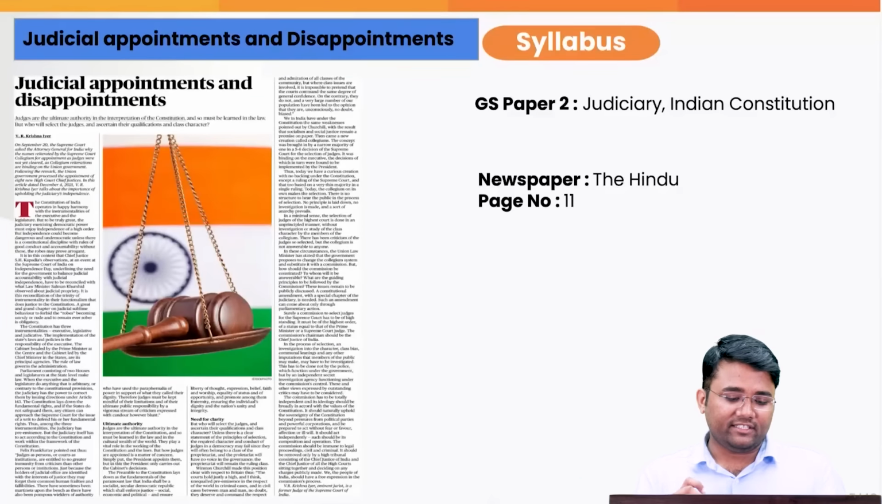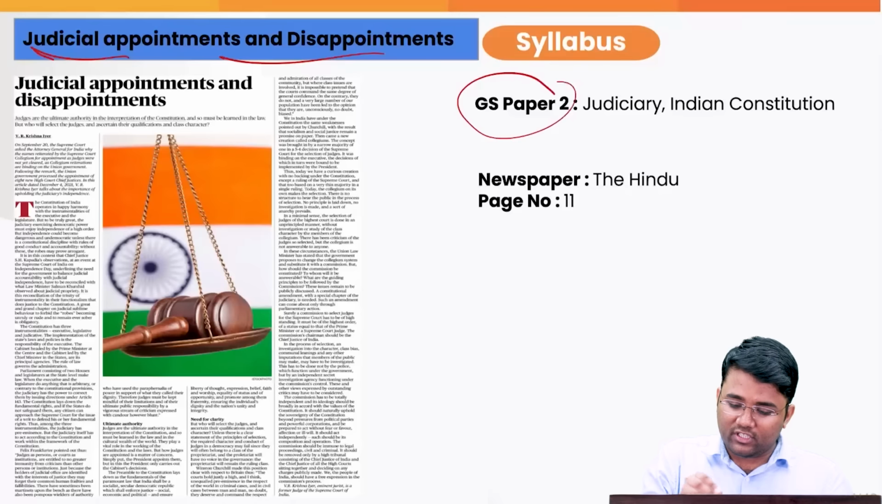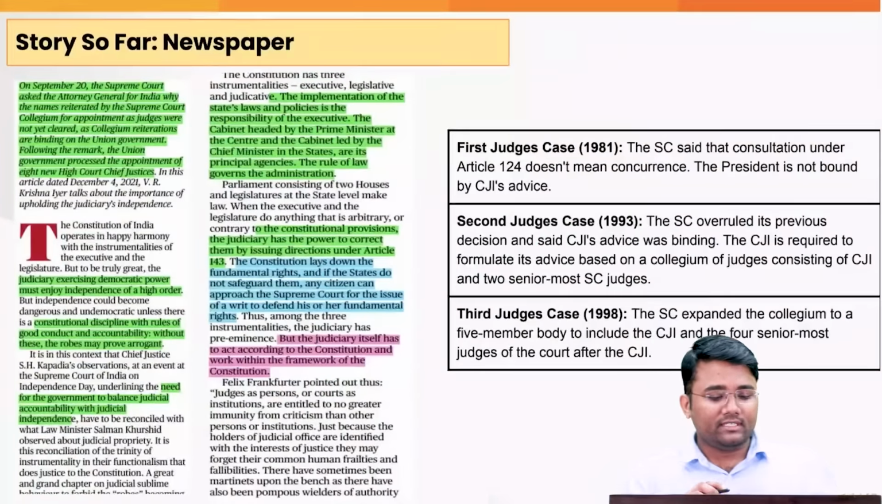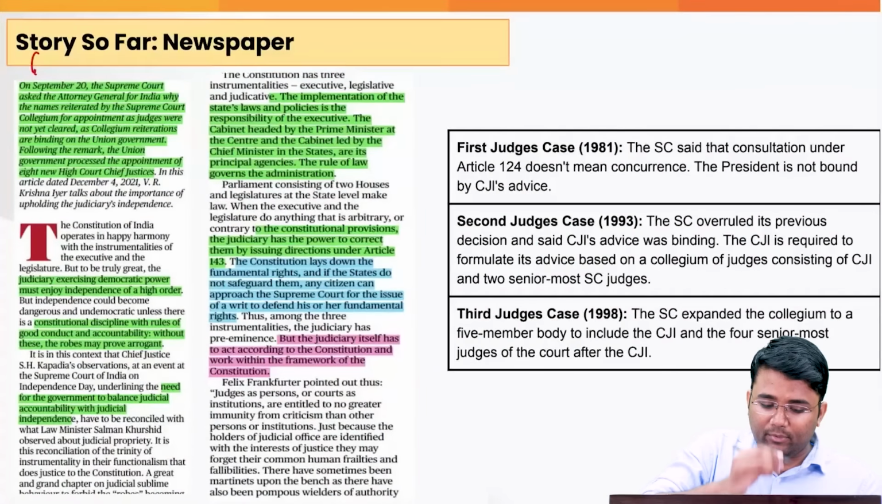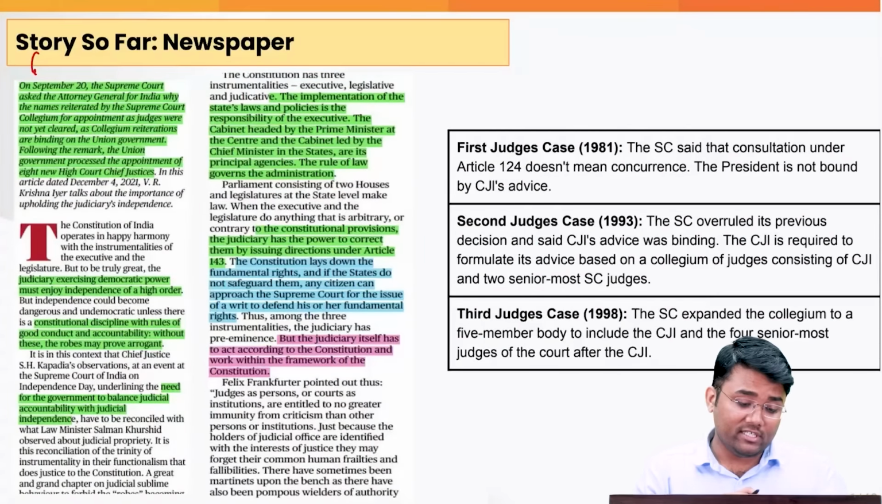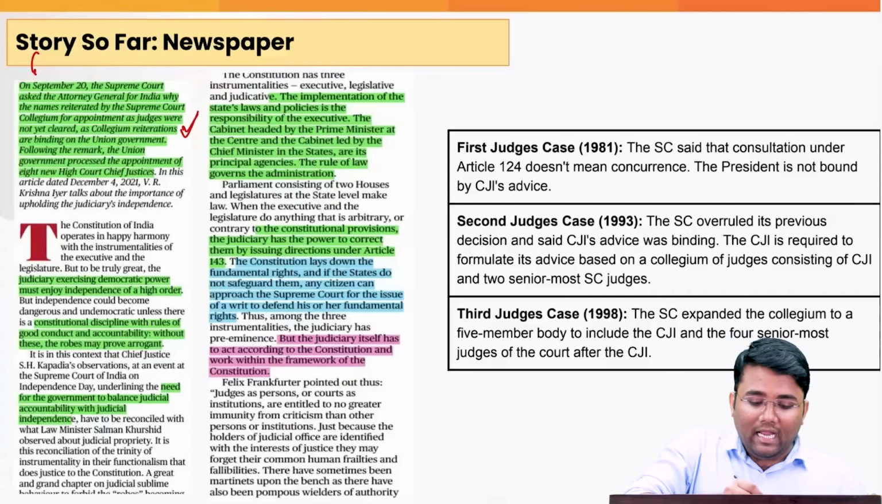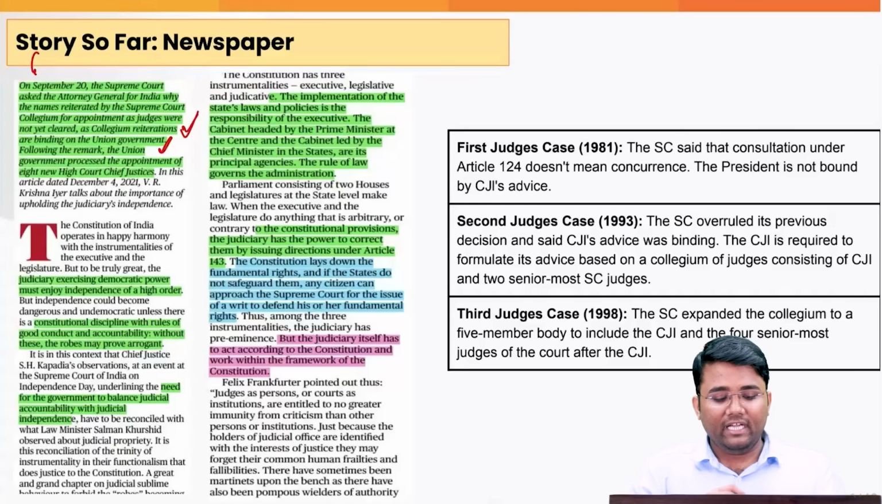Under our simplified section, the first topic is judicial appointment and disappointment. This pertains to your GS paper 2, Judiciary, Indian Constitution, and this has appeared in today's The Hindu newspaper, page number 11. So what does it talk about? What is the context? On September 20, the Supreme Court asked the Attorney General of India why the names reiterated by the Supreme Court Collegium for appointment as judges were not yet cleared, as Collegium reiterations are binding on the Union government, and the Union government processed the appointment of 8 new High Court Chief Justices after that.